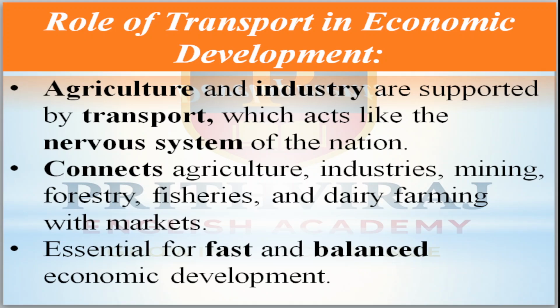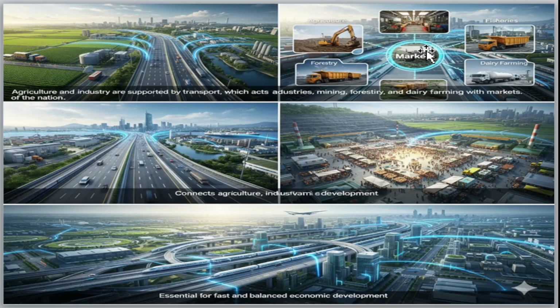Through transport only, agriculture, industry, mining and all the rest are connected to the market, and it is essential for fast and balanced economic development. Here you see how the market connects with all these activities. Agriculture produces raw material for industries, and some industries produce tools and equipment for agriculture. These are transported through transportation. It connects agricultural and industrial development, and is essential for the balanced and fast development of the country.